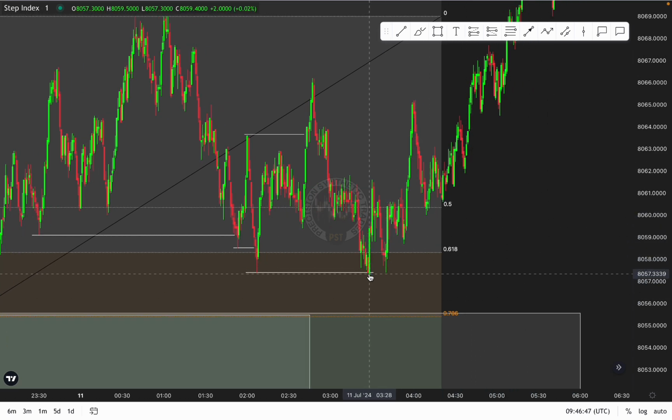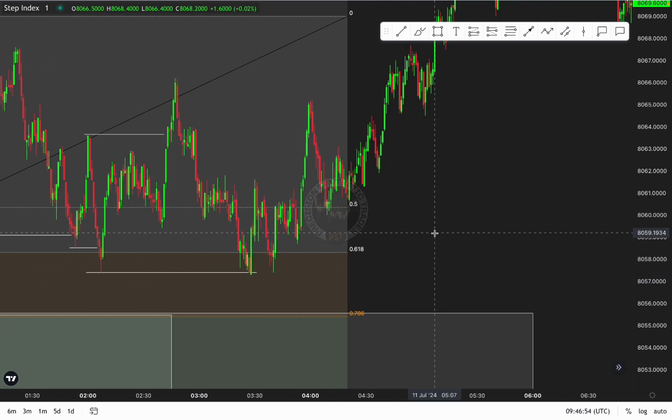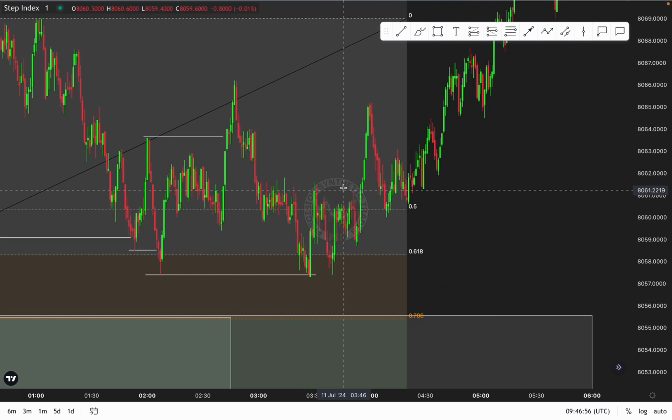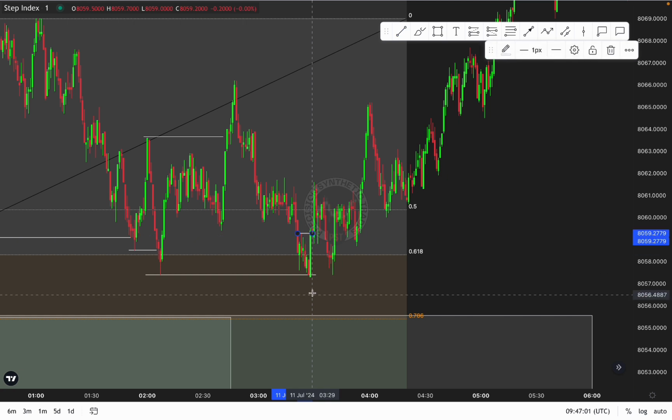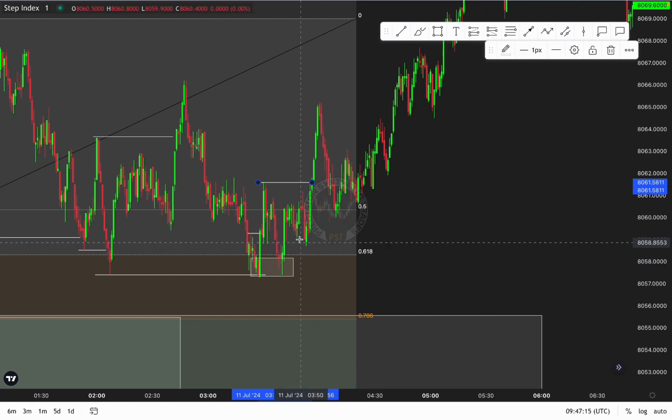Price took liquidity. Where was the high that broke this liquidity? It was there, our fractal high, market structure shift. We reacted from an order block. We had another break of structure. This was the low that was created that broke that high there.